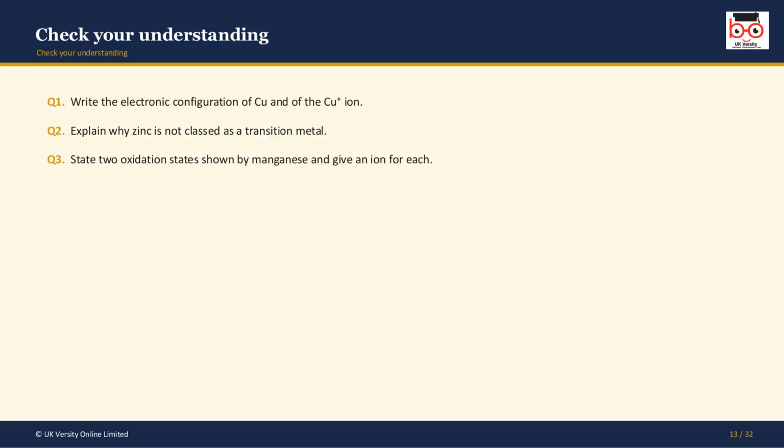Let's check your progress. Can you write the electronic configuration of a copper atom and of the copper 1 ion? Can you explain why zinc isn't classed as a transition metal? And can you state 2 oxidation states shown by manganese and give an ion for each? Take a moment on those before we move on to catalysis.